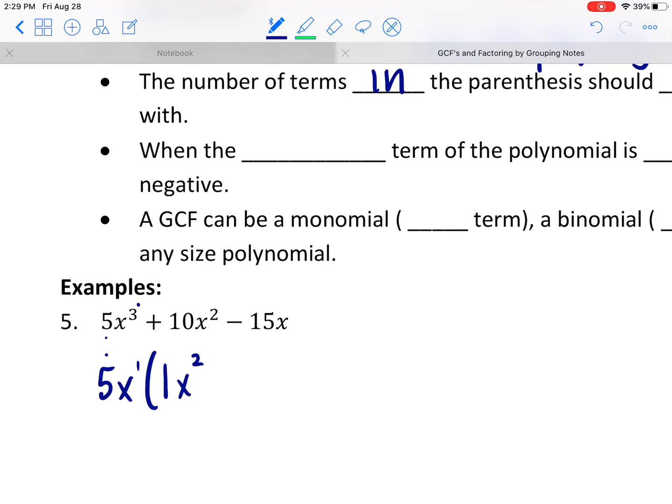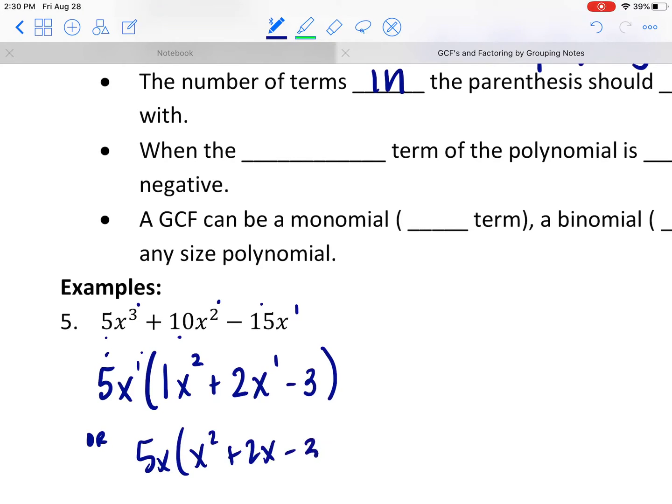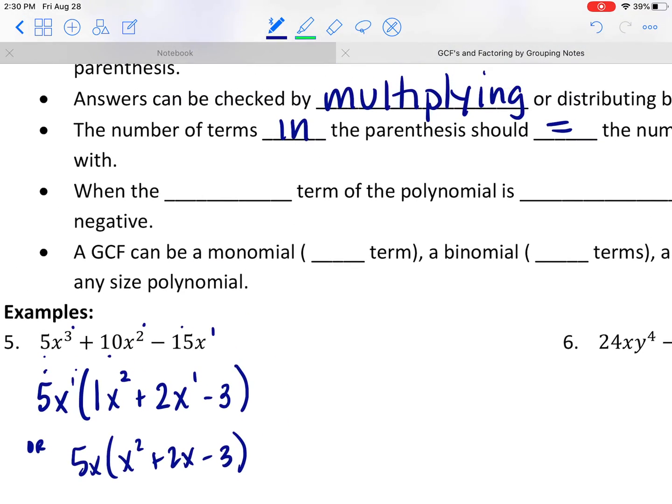And then divide here. 10 divided by 5 is going to give me a positive 2. If I had 2 x's, but I divided one out, that means I'm going to have 1 left. And then negative 15 divided by 5 is going to make a negative 3. I only had 1 x. I pulled it out, so no x's with the 3. Or more succinctly, 5x times x squared plus 2x minus 3. If you really like the ones and you want to put them there, you can. At this level, I don't know if that's something that you're doing, but if you need to see it, that's totally fine. Okay, let's try that again.